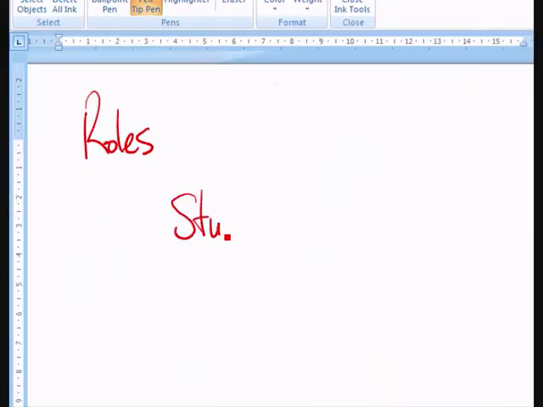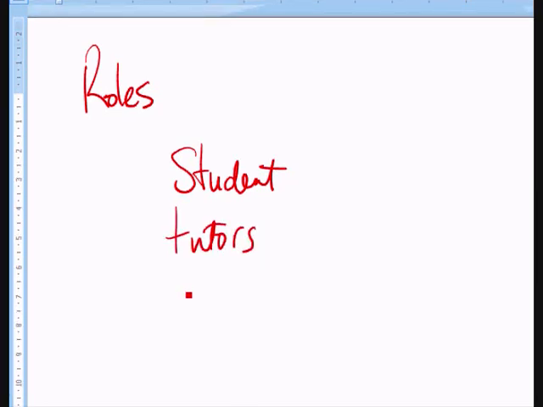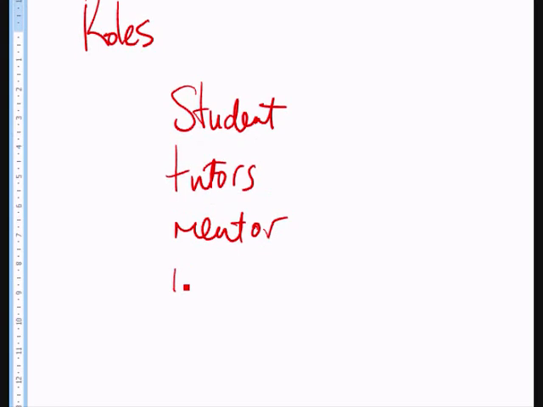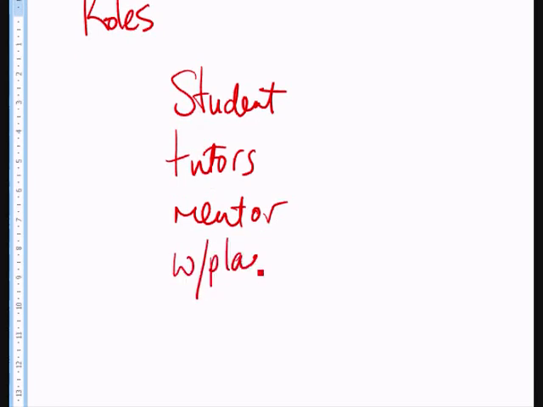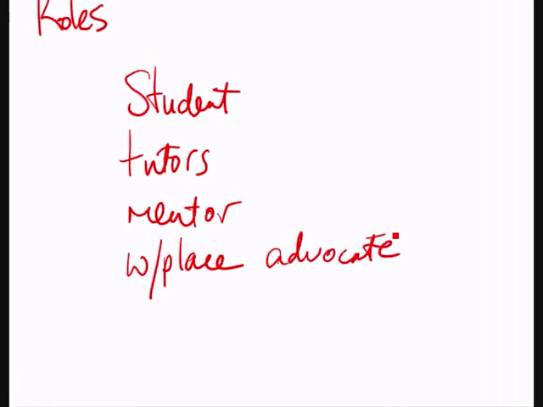Okay, so we're going to talk about roles then. So we've got obviously students. That's the key thing, and then they're supported by tutors, and we also have mentors. The workplace mentor, and we also have workplace advocates. And that's the key person who gives the student the. So it's making the distinctions between these categories of people.